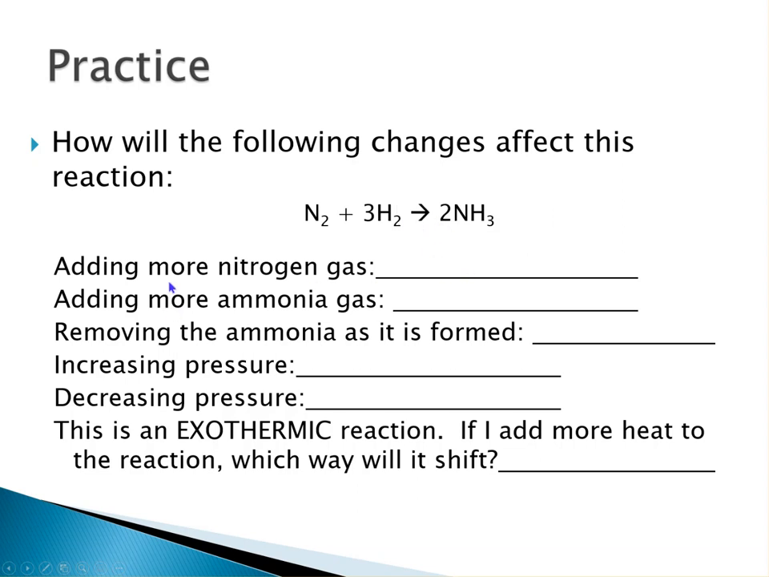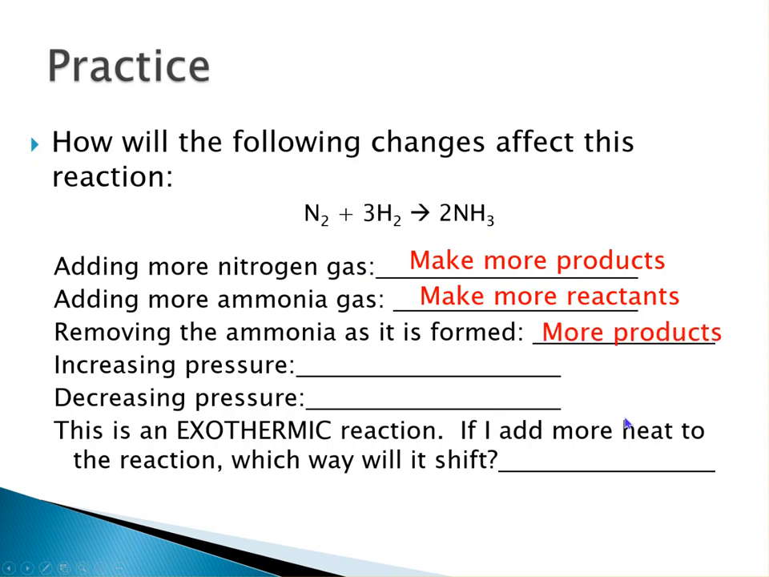All right, so the first one says, add more nitrogen gas. Nitrogen is a reactant here, and adding more reactant makes more products. If we add more ammonia, ammonia is a product, so adding more ammonia shifts back toward reactants. If we remove ammonia as it's formed, well, then we've got to make more, right? So we'll make more products.